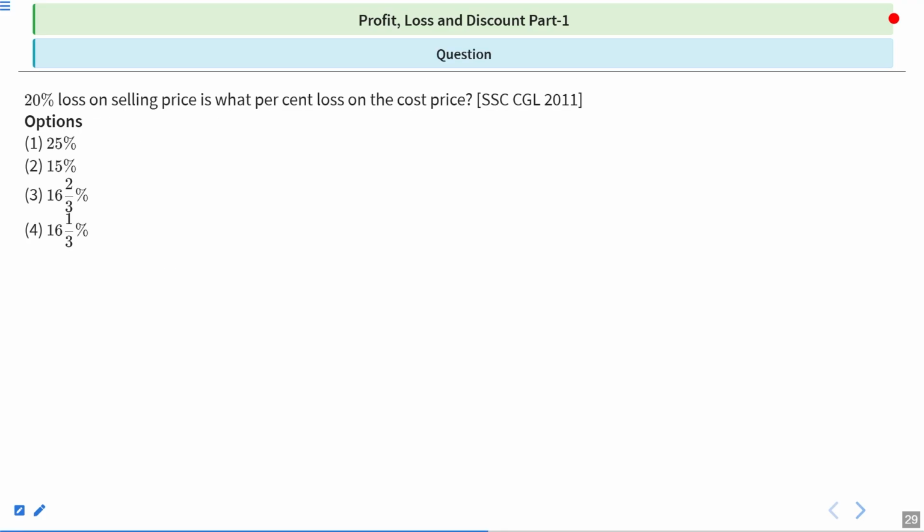20% loss on selling price is what percent loss on the cost price? Now there are four options. First one is 25%, second is 15%, third one is 16 and 2 by 3%, fourth one is 16 and 1 by 3%. And this question was asked in SSC CGL 2011 exam. Now you have 10 seconds to solve this question. Your time starts now.